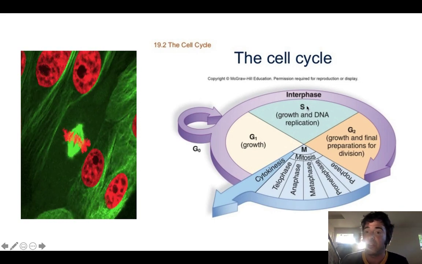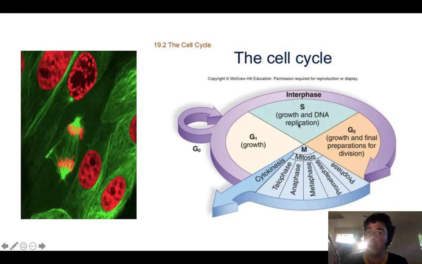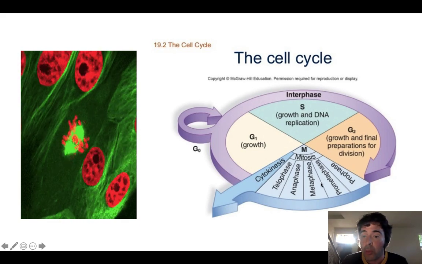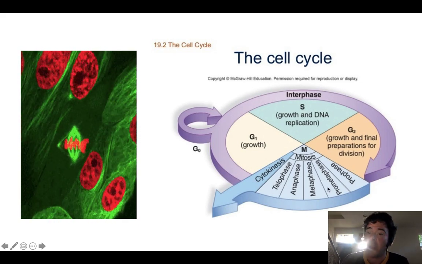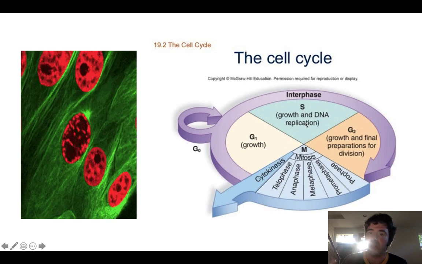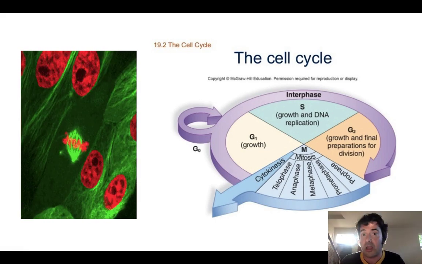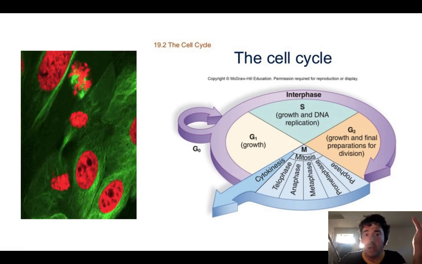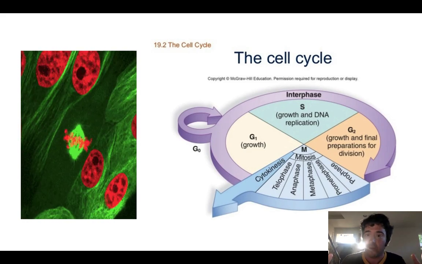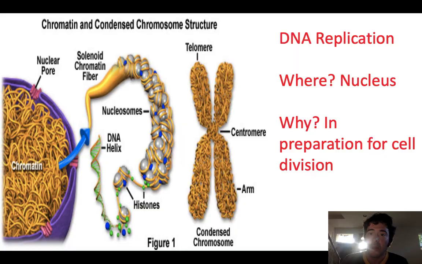The S stands for synthesis. And that's when DNA replication is occurring in the cell in preparation for mitosis. So it's not mitosis, it's a preparatory step saying, hey, we're eventually going to divide and we need twice the amount of DNA in order to make sure that both cells get an equal amount of DNA.